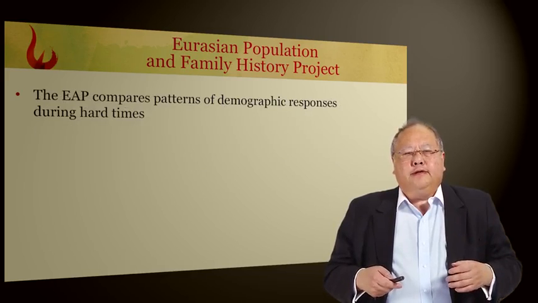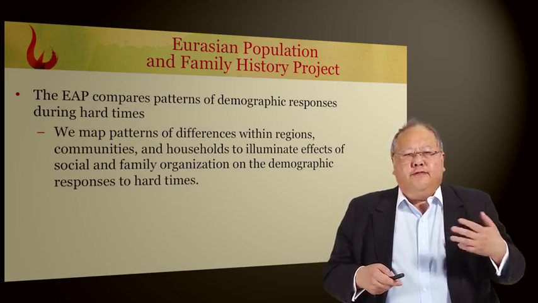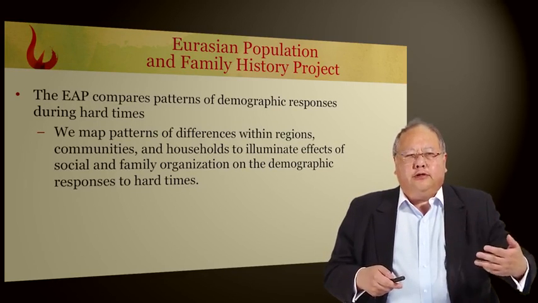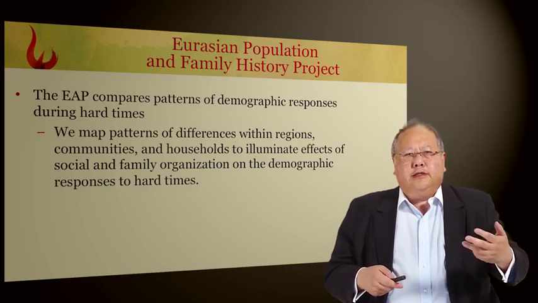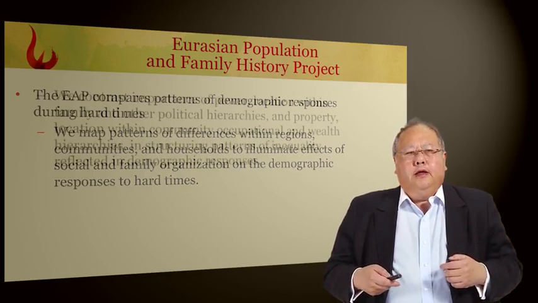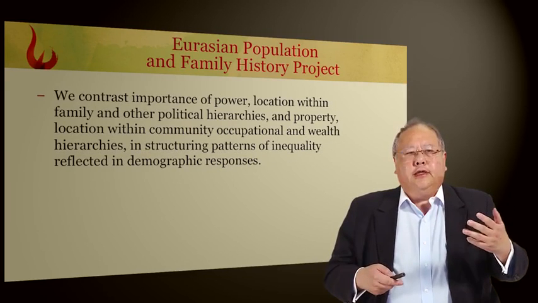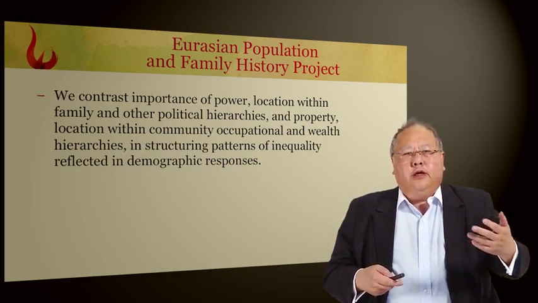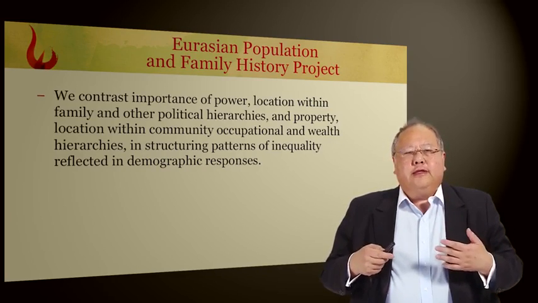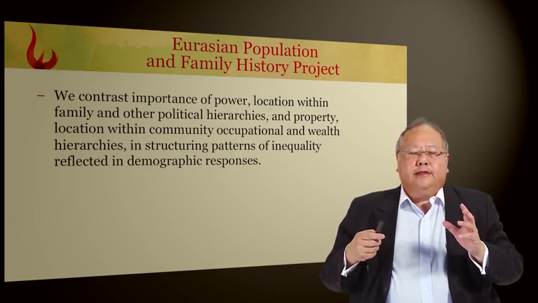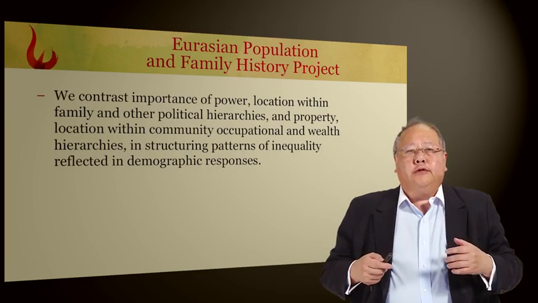The EAP compares patterns of demographic responses during hard times and maps patterns of differences within regions, communities, and households to illuminate effects of social and family organization on the demographic responses to hard times. We contrast the importance of power, location within family and other political hierarchies, and property, location within community, occupational, and wealth hierarchies in structuring patterns of inequality reflected in demographic responses. So in that sense, the EAP in Part 2 overlaps with a discussion of inequality and opportunity in Part 1.